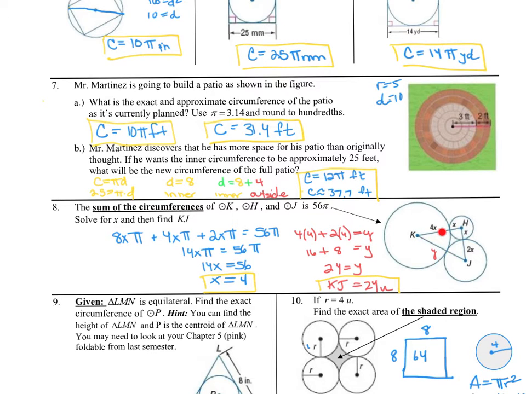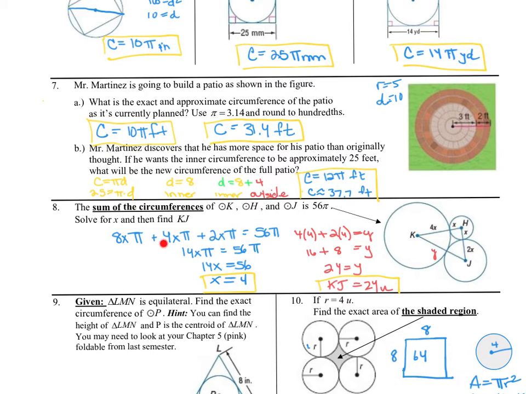If this is 4x, then the diameter is 8x, and so that's going to be 8x pi for the circumference there. And if I go to this one next, this is 2x. If I go all the way across, that's 4x, so that's 4x pi there. And then the smaller one here, this is x. If I go all the way across, that's 2x, and so that's 2x pi. And so we were told that that's equal to 56 pi.